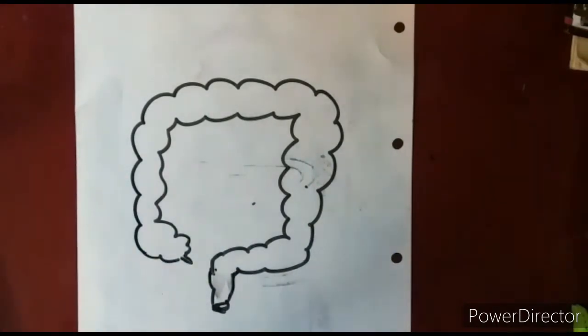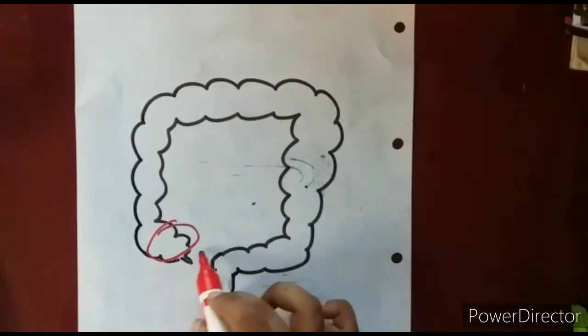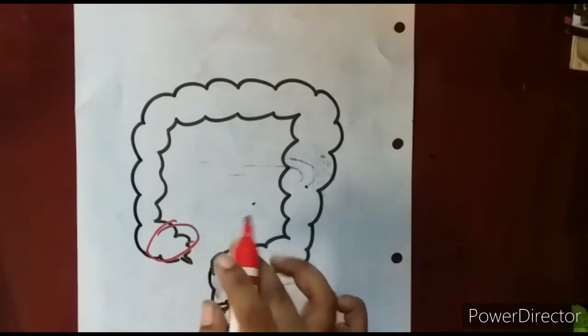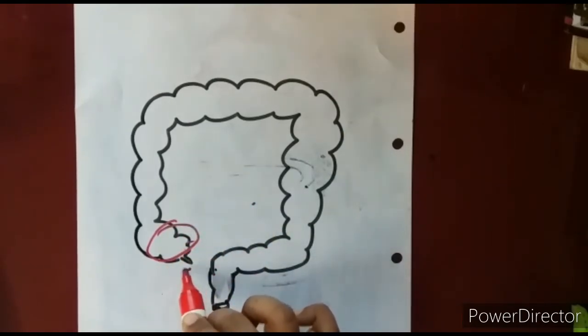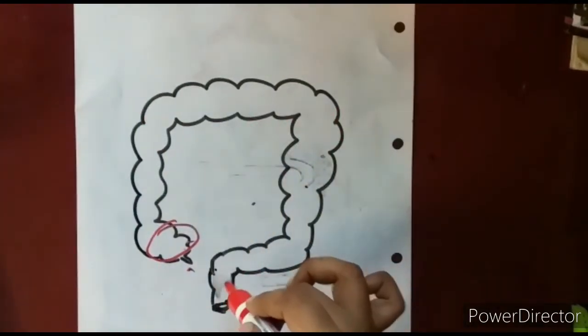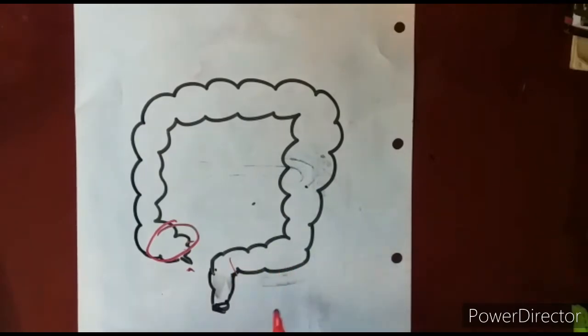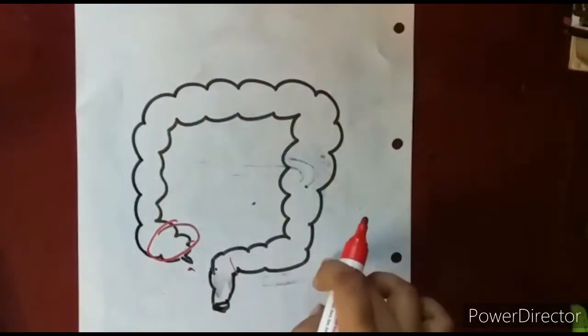I have already told you this area is the cecum portion, which is the blind sac-like structure, and here only the opening of the small intestine is attached in the cecum portion. This is the vermicular appendix, and this entire thing is the colon up till this. See, this colon is divided into 4 parts.